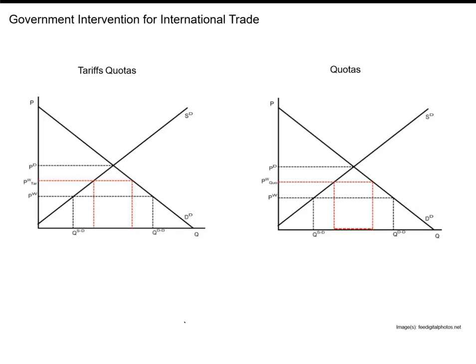The very last thing that we want to discuss in this section of international trade is tariffs and quotas. Tariffs and quotas. So a tariff is fundamentally a tax on imports, right? It's when the government imposes a tax on imports.